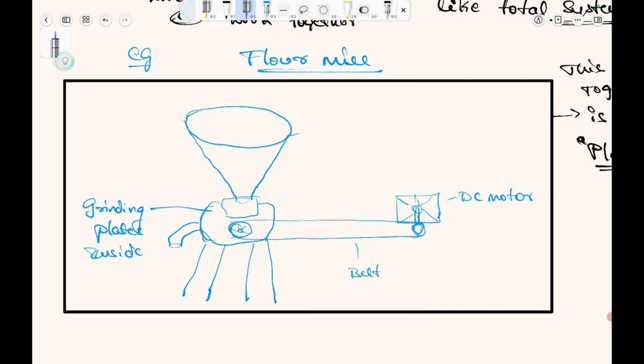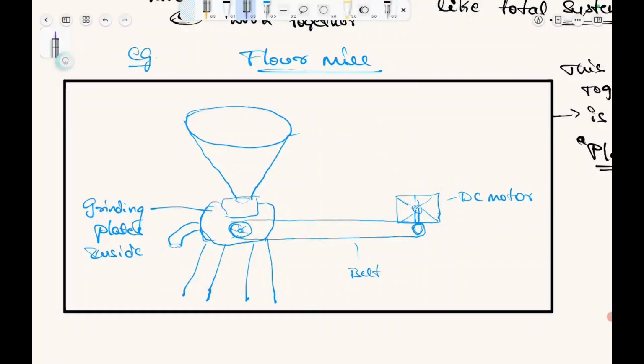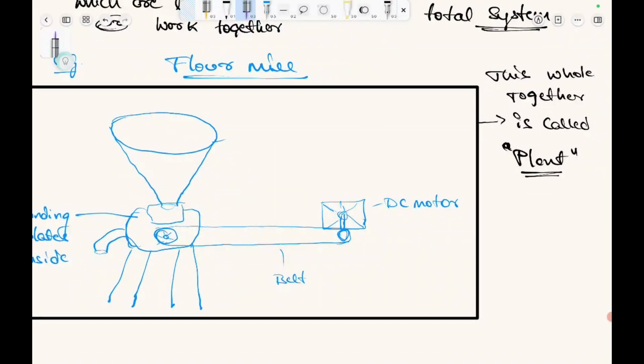For example, if the DC motor gets repaired today, then you can't run the whole flour mill for that day. If this belt is torn today, then there is no production. Then again, if this funnel breaks, then there is no production. And if the grinding plates break, then there is no production. Which means all these machineries link together to form a system. So this whole thing together is called a plant.